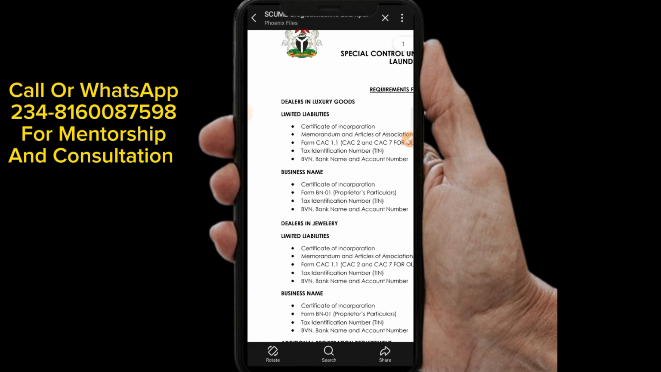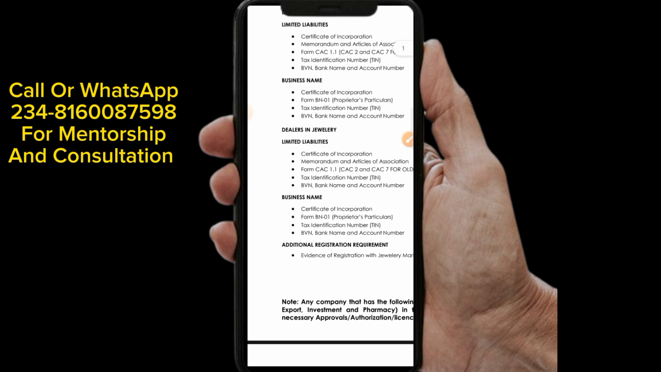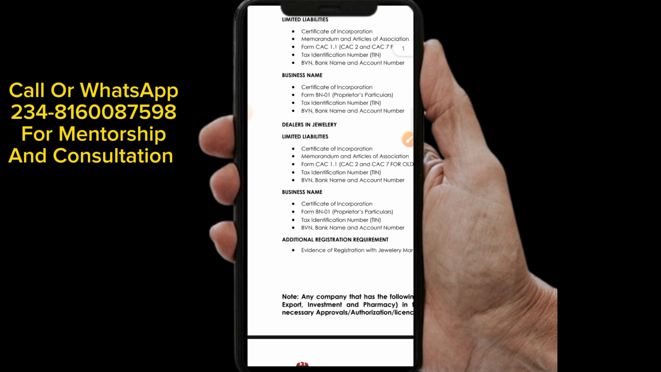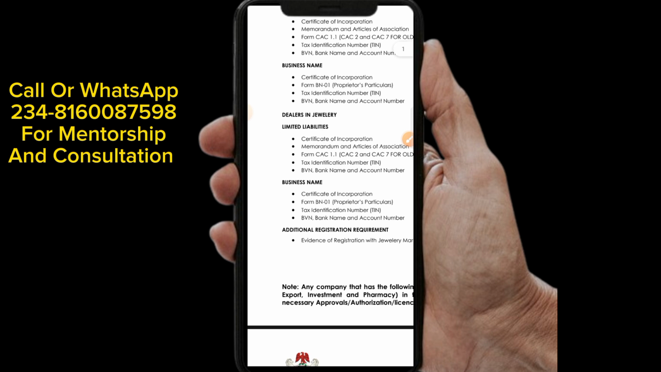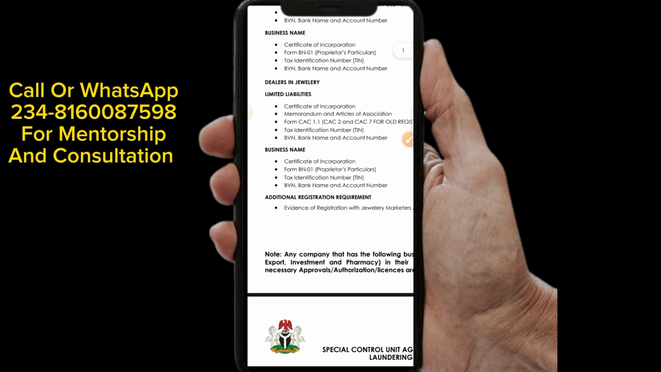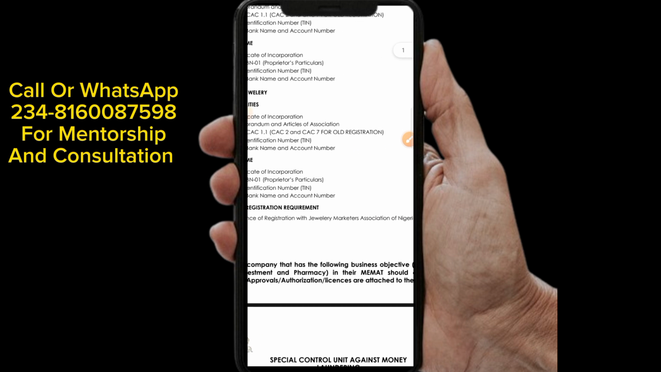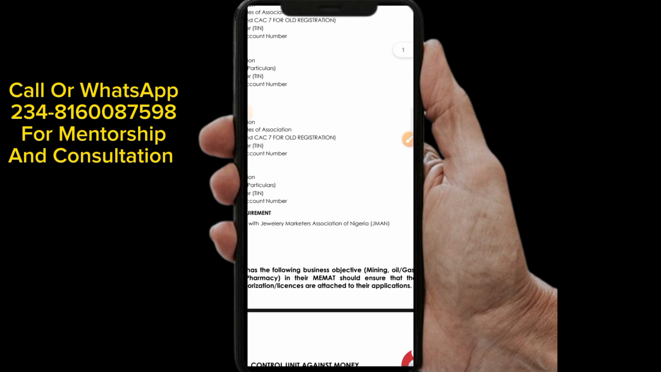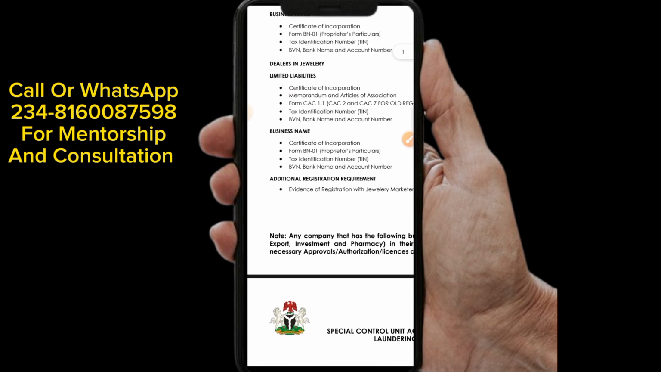Now the same thing is applicable to the subcategories for the dealers who are into jewelries. The same thing applies for them, but I think they have some additional registration requirements, which include evidence of registration with the Jewelries Marketers Association of Nigeria, which is JMAN, right? So that is everything you want to know.